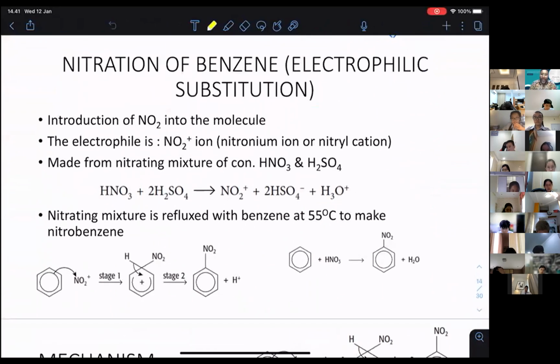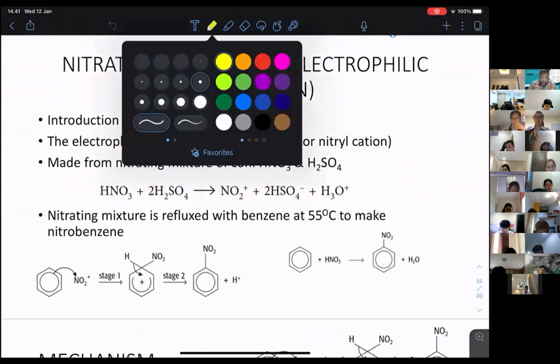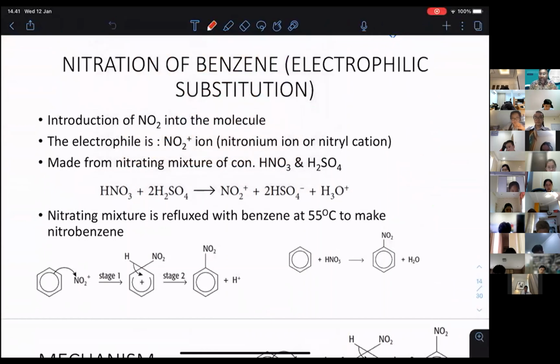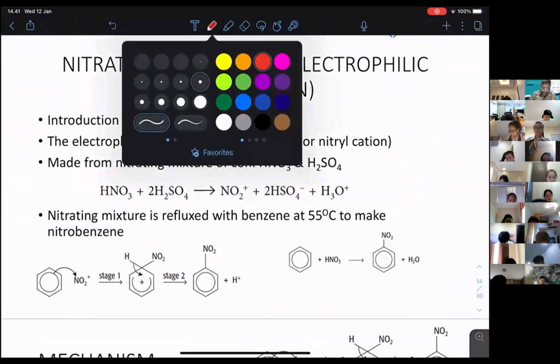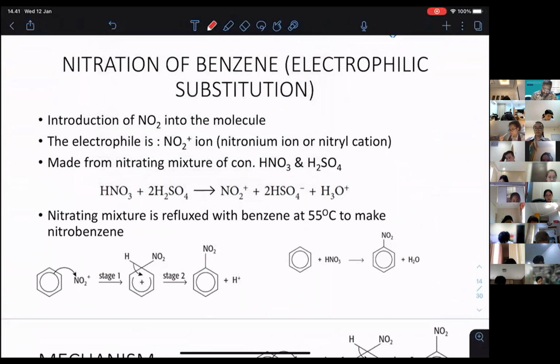So coming back to benzene again. This is going to be a reaction that we call nitration. Nitration is going to be NO2. If you say nitrobenzene, it is a benzene, and then they put the NO2 over there. So this is nitrobenzene. The electrophile for this is going to be the NO2 plus ion.